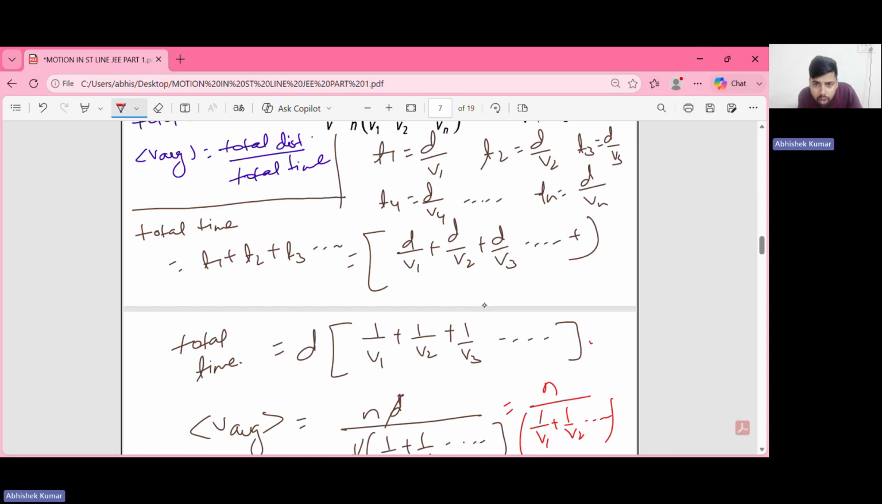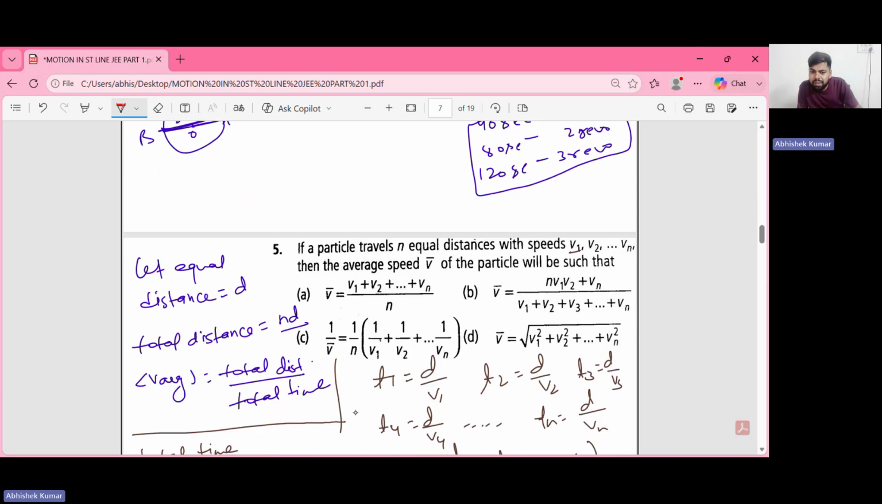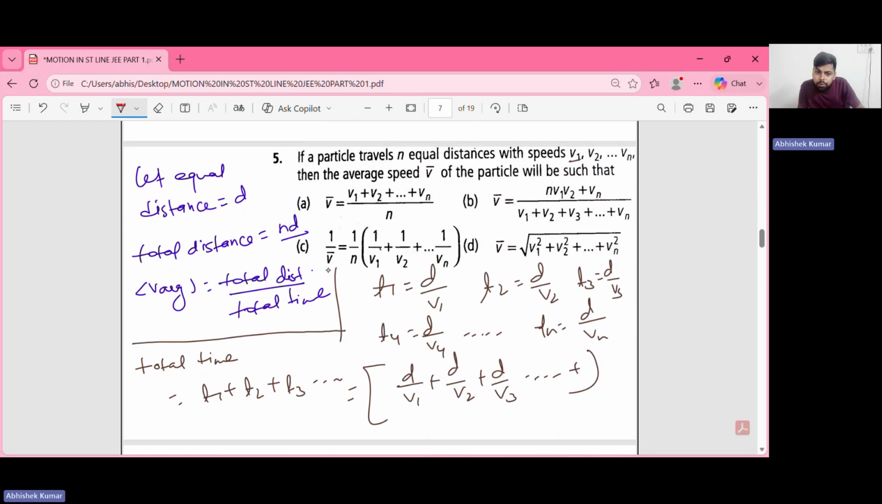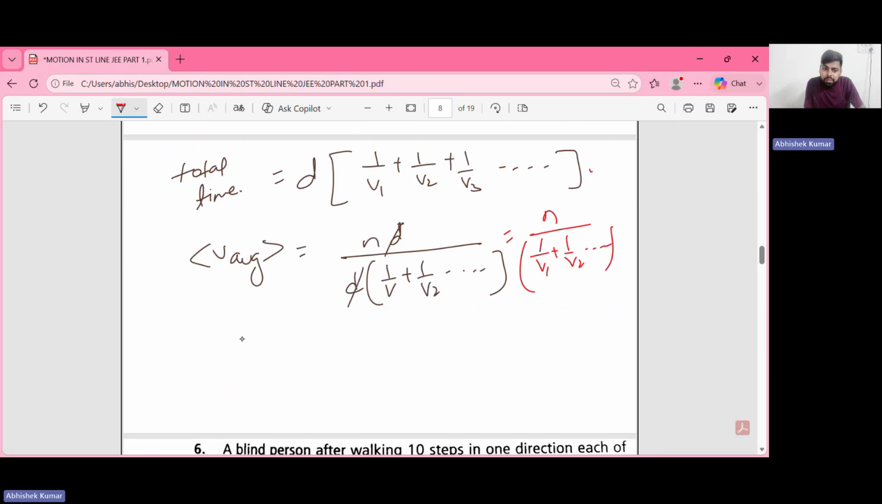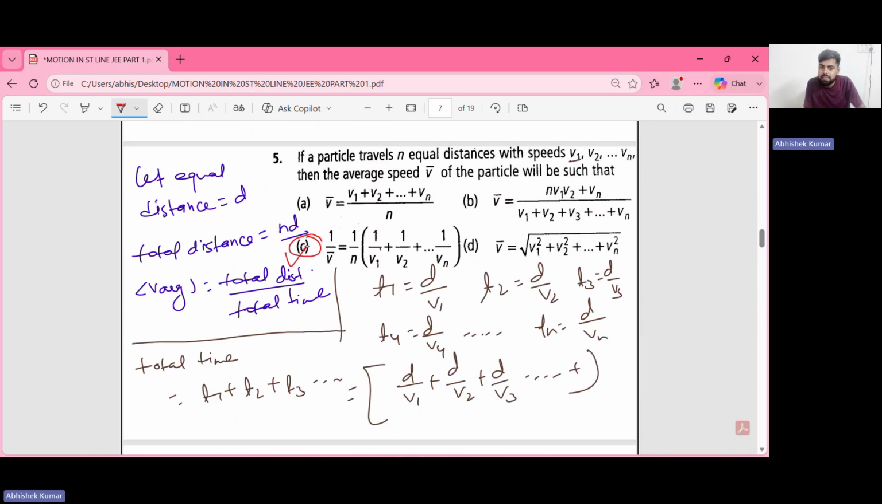Now see the options, which option is representing this? The options are different, we got something different. No, no. If you observe option C, it is the reciprocal, just reverse this. If you reverse, what will come? 1 by V average. So when 1 by V average comes, the n will come down, the 1 by n it will become, and the rest remains the same: 1 by V1 plus 1 by V2 and so on. So this is the answer for you. I hope it is clear to you. Option C is the correct answer.